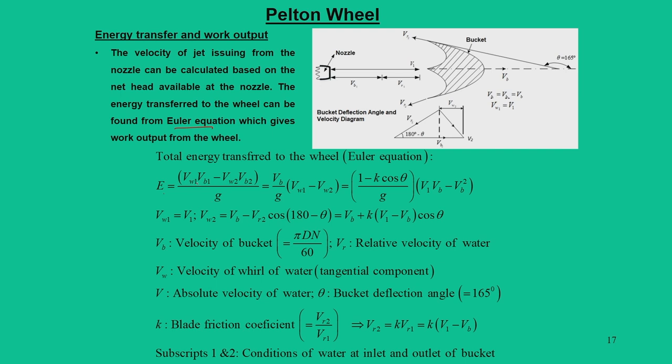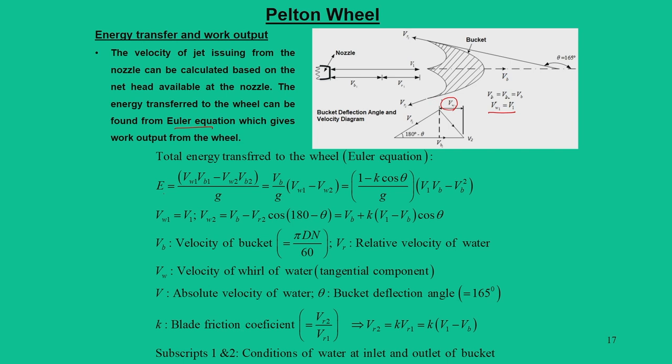Now, let us see what Vw1, Vw2, Vb1 and Vb2 are. If you look at this particular figure, 1 stands for inlet and 2 stands for outlet. At the inlet, if you look at the bucket velocity, we can think of Vb1 and Vb2 as equal to Vb. That is the linear motion velocity of the bucket. Coming back to Vw1 and Vw2, if you see the absolute component of the velocity in the horizontal direction, we call it the wheel component. In this horizontal component, we say it is Vw2. And here Vw1 is nothing but V1 itself, because it is purely a horizontal component, the same as V1.